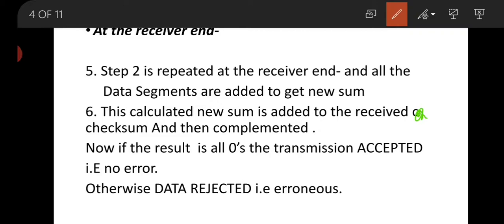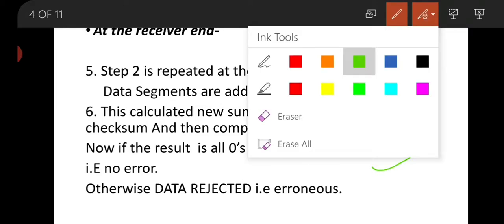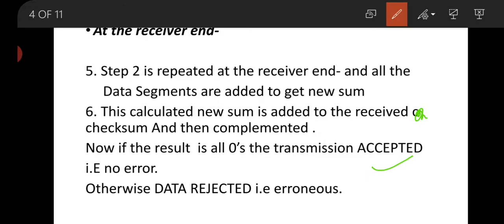If the complement is all zeros, the transmission is accepted, that is, no error. If the complement is not all zeros, then the data is rejected. That means it is erroneous, there is an error in the data, and retransmission takes place.